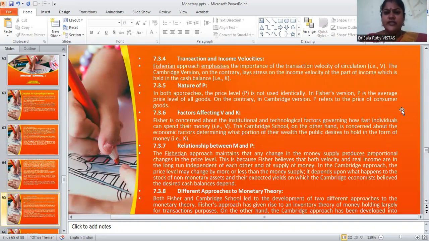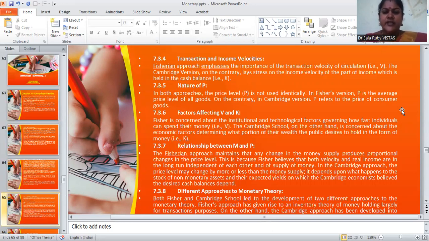Then if you see the fourth one, the Fisherian approach mainly gives importance to the transaction velocity of circulation. What is the velocity of circulation in this equation? That is V. But the Cambridge version, on the contrary, gives more stress to the income velocity, the part of income which is held in the cash balance.